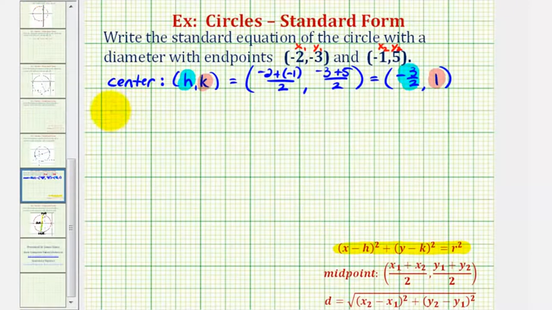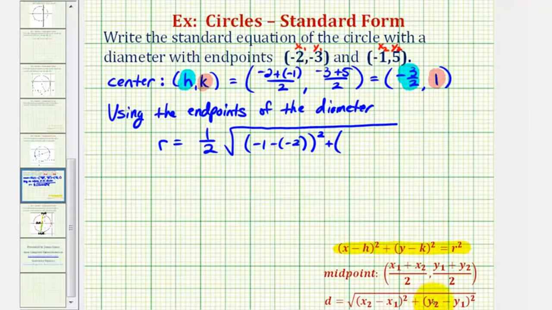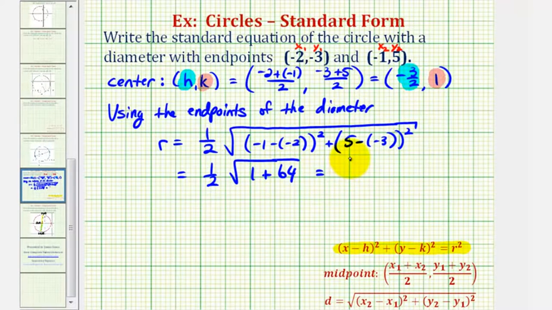So using the endpoints of the diameter, we can say r is going to be equal to 1/2 times the distance between the two endpoints of the diameter. So underneath the square root, we're going to have x sub 2 minus x sub 1 squared. That would be negative 1 minus negative 2 squared, plus y sub 2 minus y sub 1 squared. That would be 5 minus negative 3 squared. So we have 1/2 times the square root. This would be negative 1 plus 2, which is 1 squared or 1, plus 5 plus 3 or 8. 8 squared is 64.